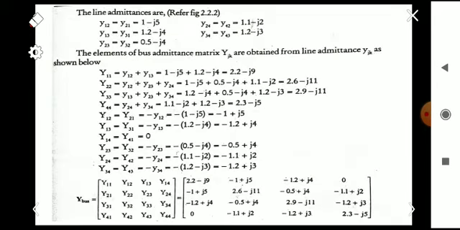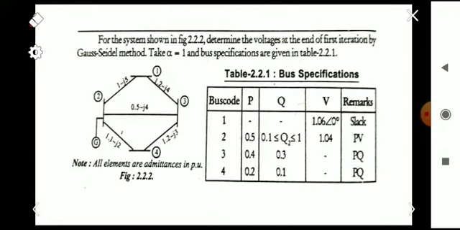Initially, as we have seen in the previous problem, we have to find the admittance matrix using the same method. It is a 4 bus system, so we have to calculate the Y bus with 4 rows and 4 columns, that is Y11 to Y44. Y11 is the sum of the admittances connected to the first bus. Here the admittances are 1.2 minus j4 and 1 minus j5, and these two are added together to get the Y11 value.